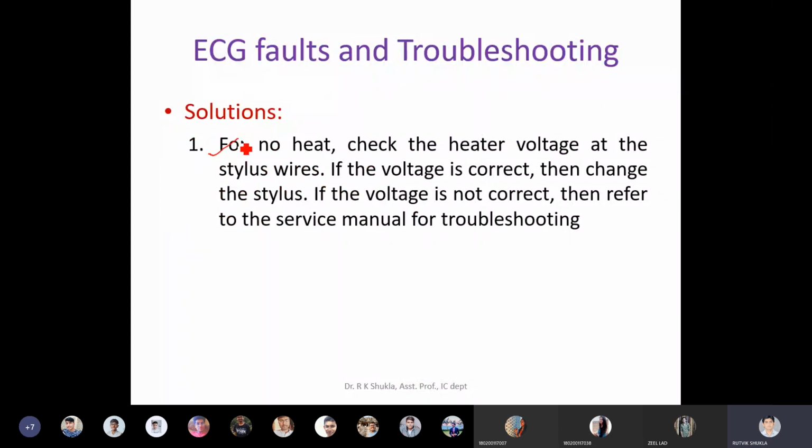Now if there is no heat, check the heater voltage at the stylus wire. If you are having a heated stylus, where does the stylus get heat from? Through a voltage source. So that is called the heater voltage source. You just have to check it. If the voltage is correct, then change the stylus, and if the voltage is not correct, then refer to the service manual for troubleshooting.